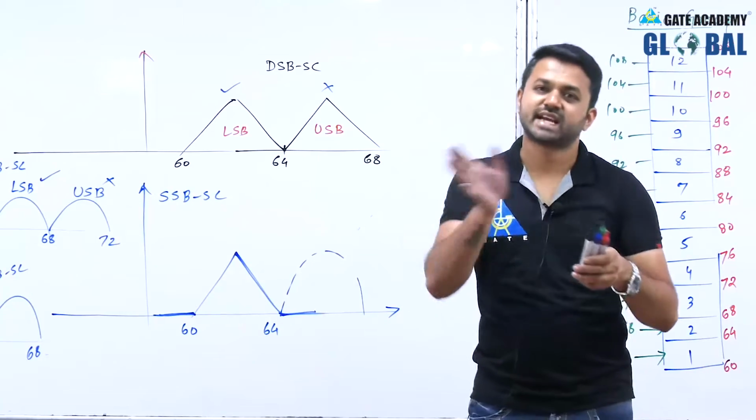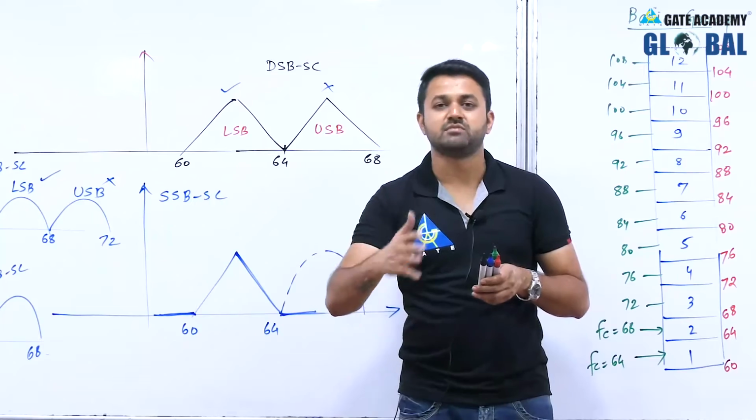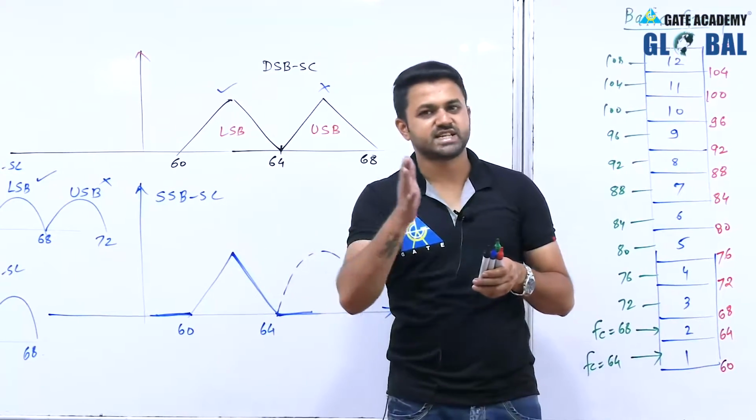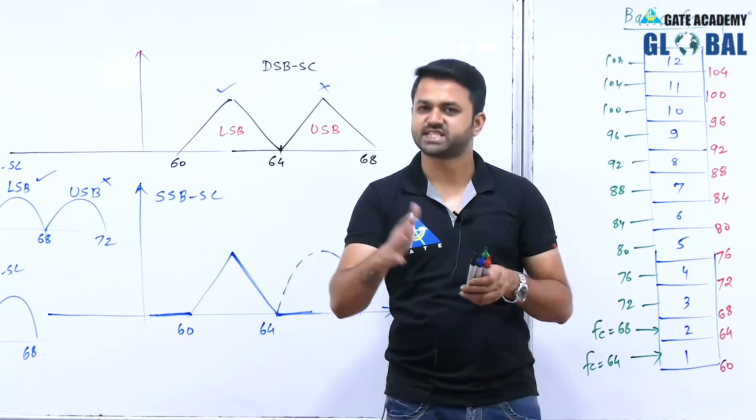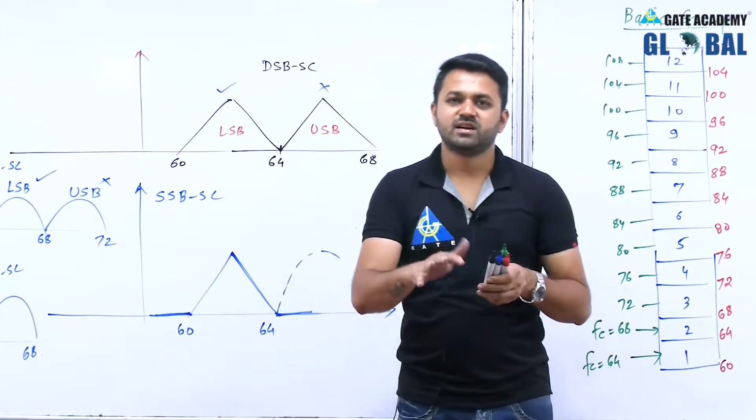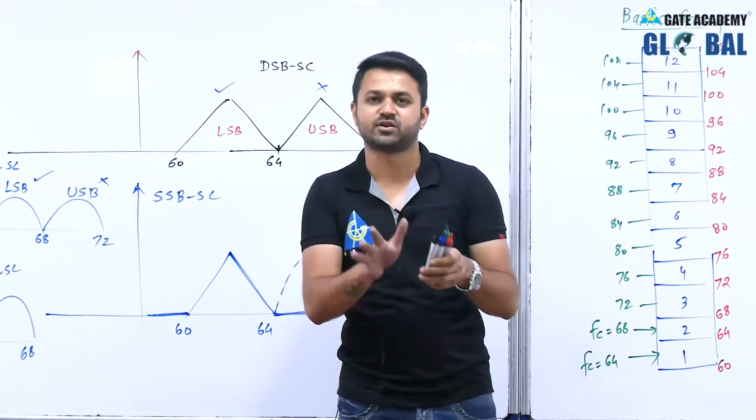Now we will use the second stage of modulation. It means modulation is happening in multiple stages. First stage is to generate basic group, and for that the carrier frequency is 60 plus 4n. Now we will be having a super group, that is the combination of 5 basic groups.